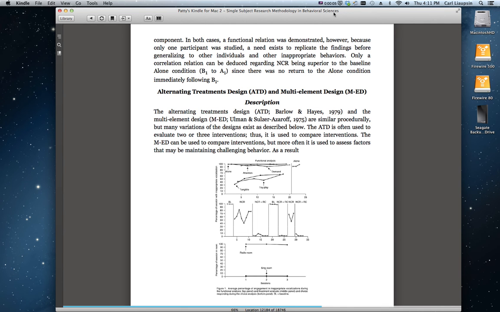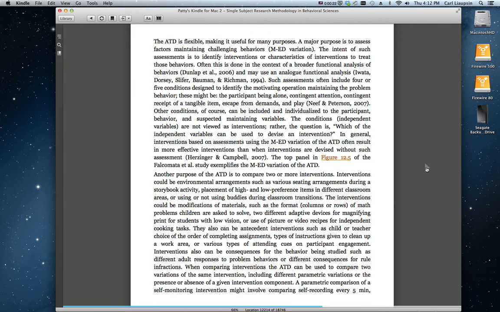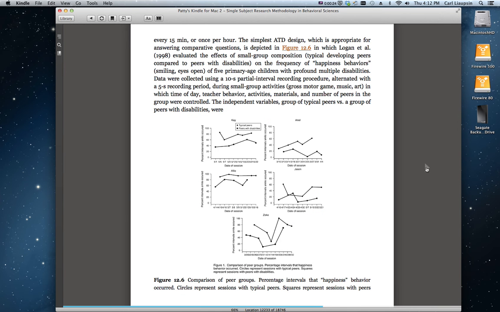Let's continue our journey through the Gast text and take a look at alternating treatment designs. Alternating treatment designs are in that group of designs that are meant for reversible behaviors. Let's take a look at the graph. It'll help you make sense of these pretty quickly.